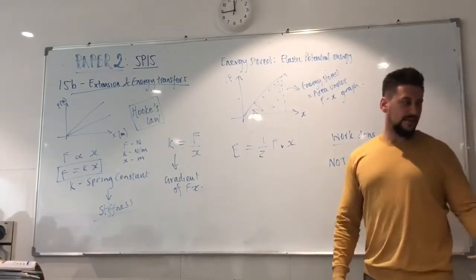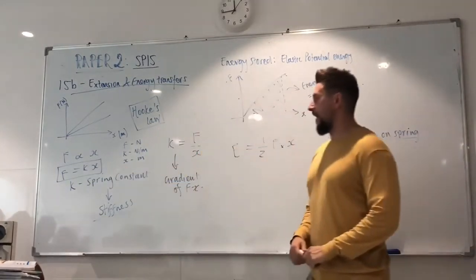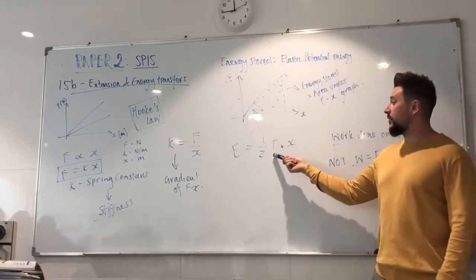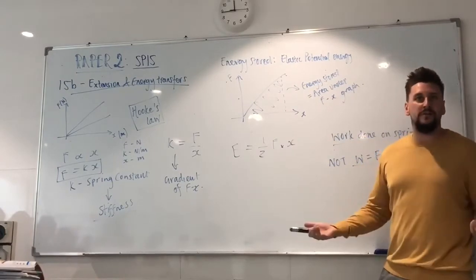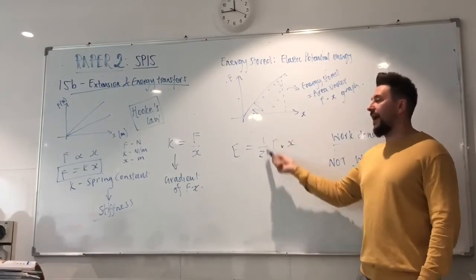Now, because I have an equation for Hooke's law, F equals Kx, and I just said that the energy stored inside the spring is equal to half Fx. That half, remember, comes from the fact that it's a triangle. I have to halve it if I want to find the area underneath the line. But I know an equation for F.